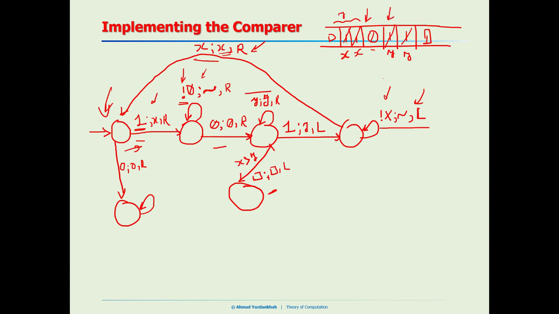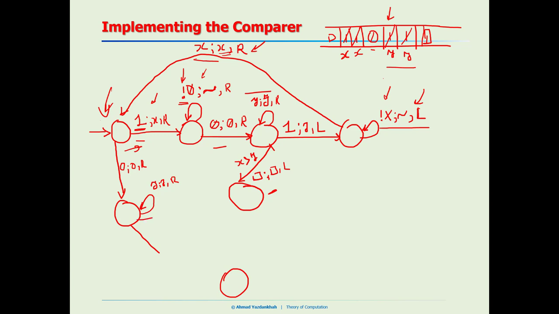So we are now here. And now we need to bypass all of these Y's. So if it is Y, don't change it, go to the right. We want to bypass them. Now here we have two possibilities. Either we have another 1 here, or we have blank. If we have one more 1 here, then it means that Y is greater than X. If it is blank, it means that they are equal. So we can check both of them.